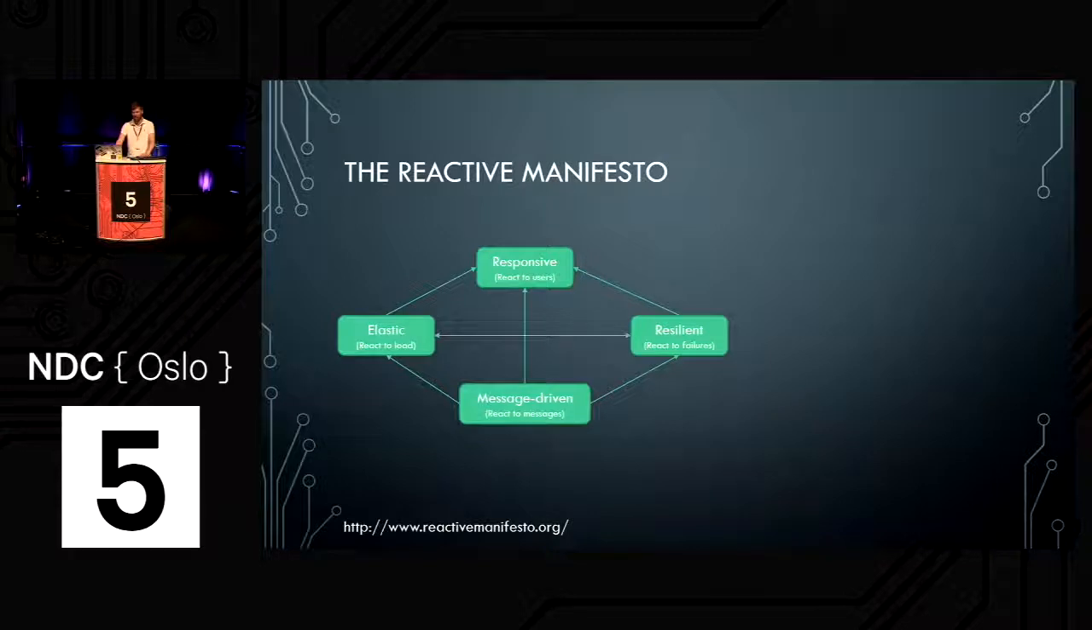And also, it should be message-driven. So that basically means that we send messages to each other, and that allows us to do some interesting things, such as having location transparency for our code, in terms of that it can be running in different places. But we'll get more into that a bit later.